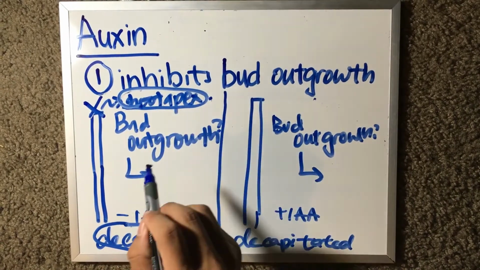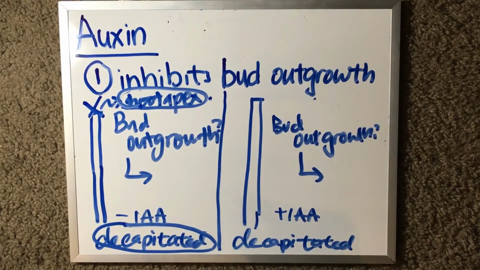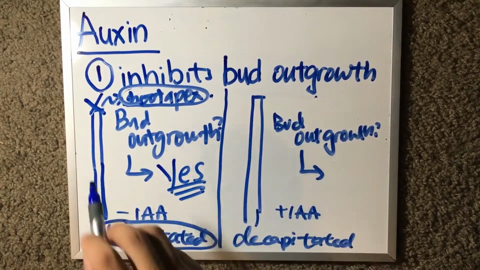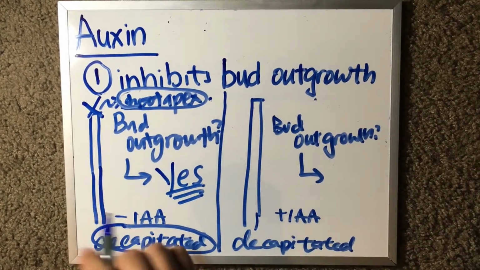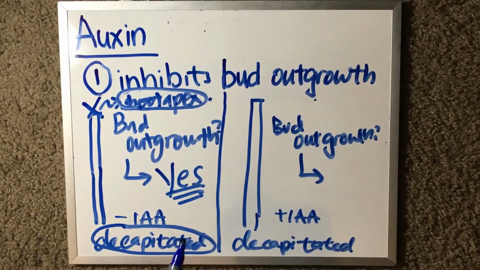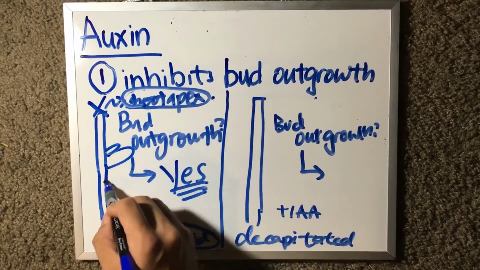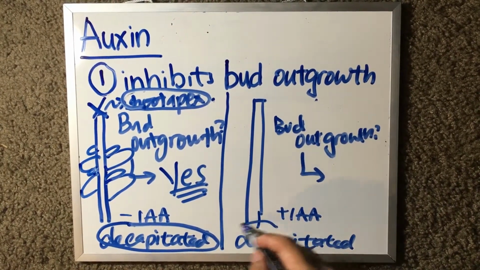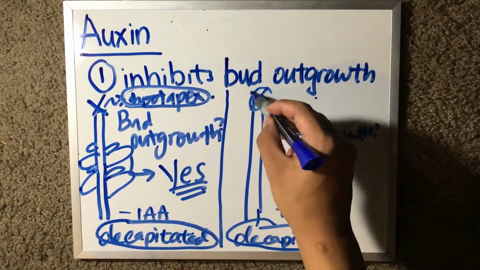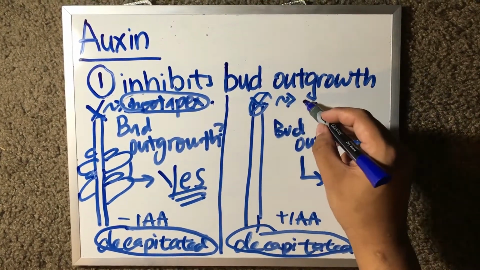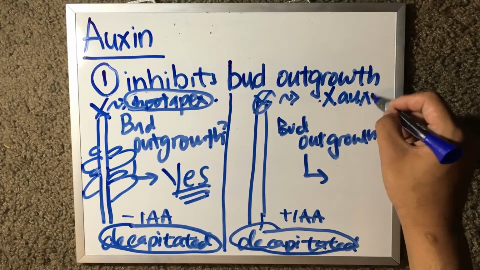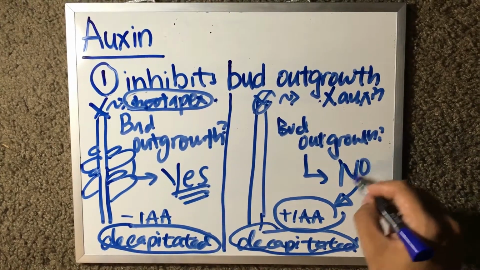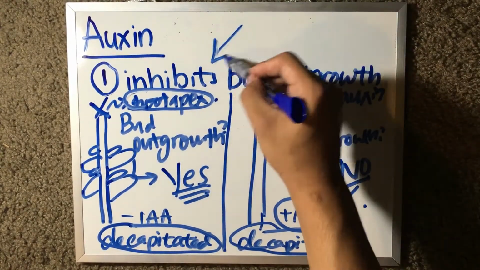So we've removed the shoot apex, which means the plant lacks endogenous auxin. There is bud outgrowth because auxin is not present. So auxin plays a role in inhibiting bud outgrowth, and when auxin is taken away, there is bud outgrowth here, as you can see. And in this second frame here, when we have decapitated this plant, again, we have lost the shoot apex, making it so that there is no endogenous auxin, but we have added auxin exogenously. We do not see bud outgrowth because auxin is an inhibitor of bud outgrowth.